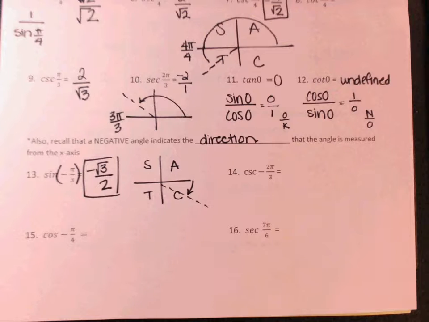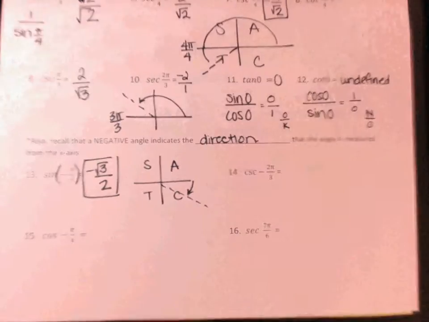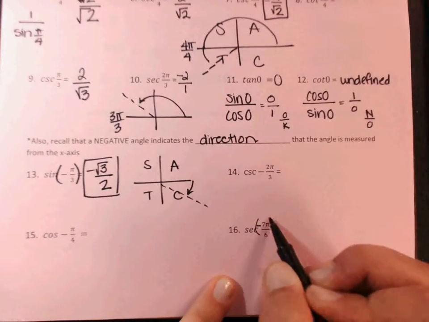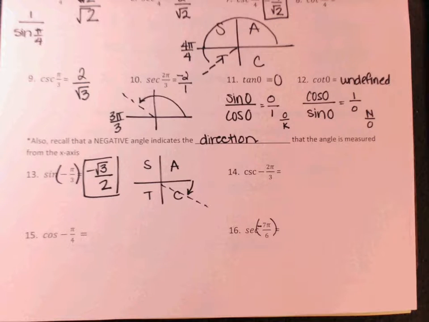Which two are you going to be flipping? 14 and 16. Oh, 16, I meant for that to be negative. Will you put a negative? Sorry if you already did it. You get negative 7 pi 6. Sorry, that was like the whole point of this section. So squeeze a negative in right there.